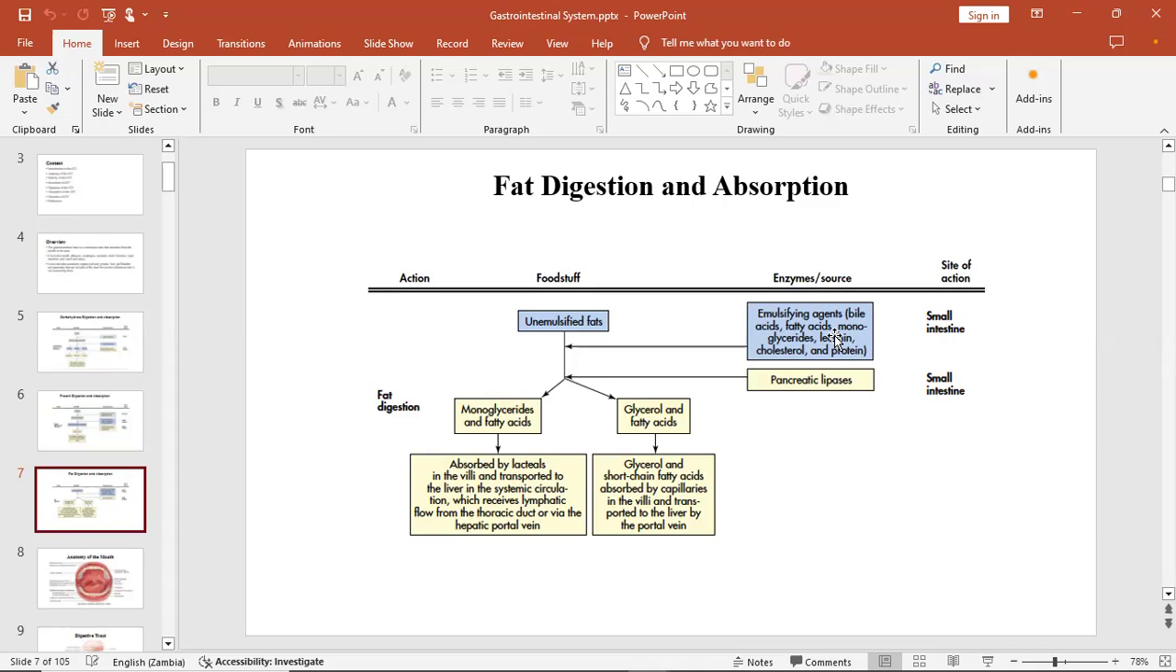So what you're looking at is that fat is a compound that's non-polar. Enzymes are polar, meaning they're able to interact with water. So fats are not water-loving, they are water-hating, hydrophobic, while the enzymes are hydrophilic, meaning water-loving. So you are trying to break down something that is hydrophobic using something that is hydrophilic.